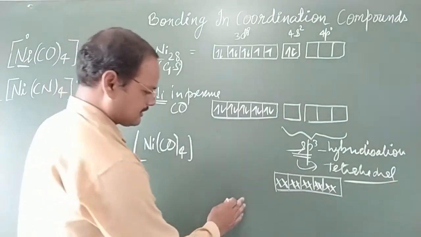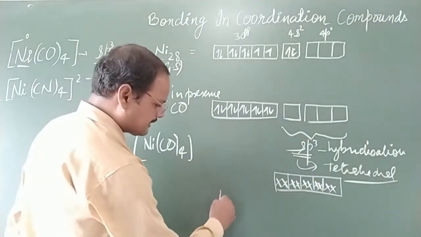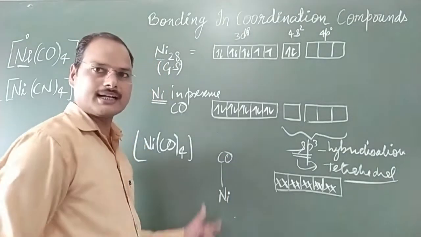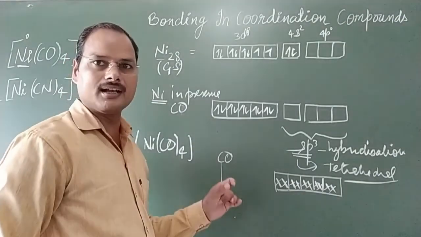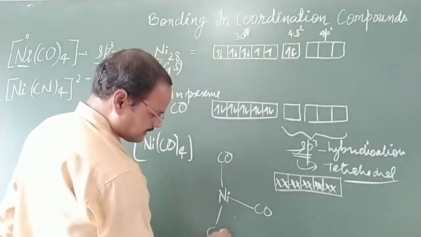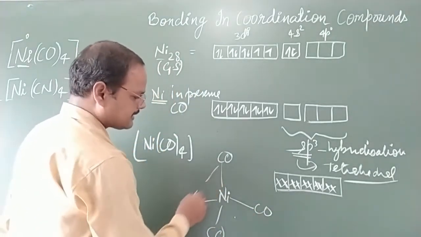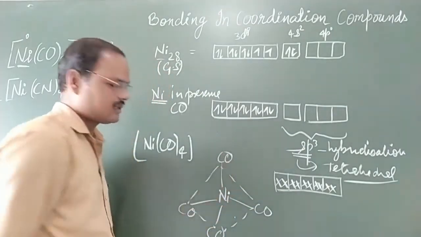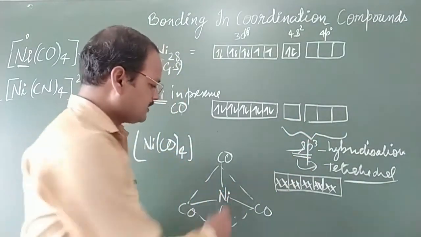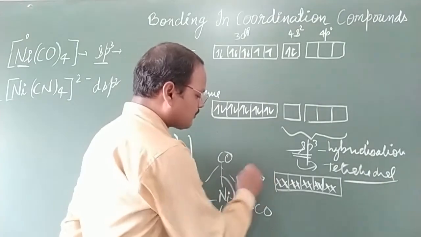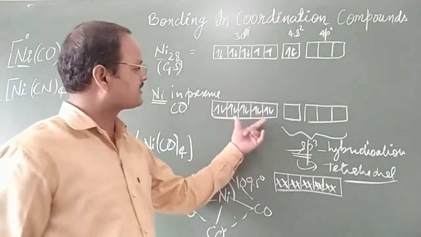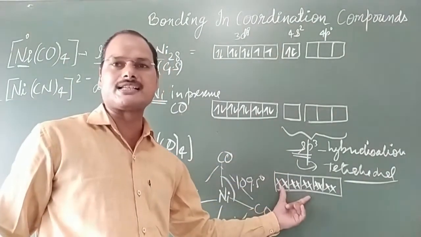So I am writing here the structure of this compound. See, nickel is the central metal, and 4 carbonyls are arranged around the nickel with angle 109.5. So see here, this is the structure for nickel tetracarbonyl. Now, if sp3 hybridization is there, geometry will be tetrahedral, and each angle is of 109.5 degrees, and this molecule is diamagnetic in nature.